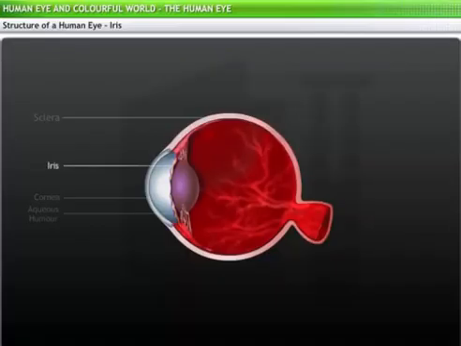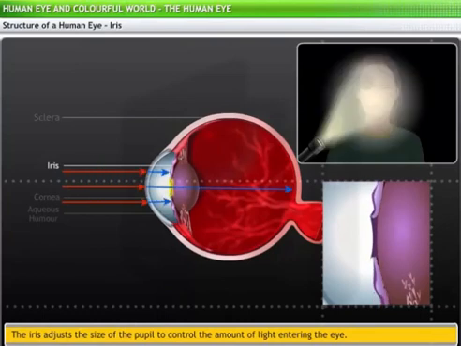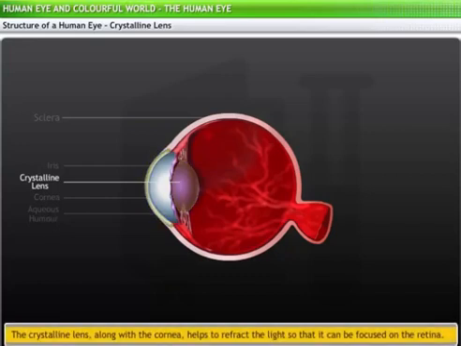The iris forms the colored part of the eye. The iris adjusts the size of a tiny hole called the pupil to control the amount of light entering the eye. The next part of the eye is the crystalline lens. The crystalline lens is a transparent, biconvex structure in the eye, which, along with the cornea, helps to refract light so that it can be focused on the retina.